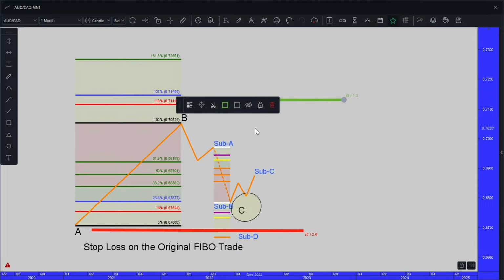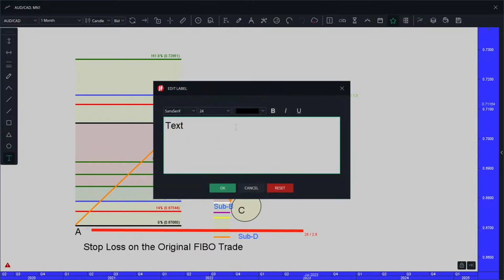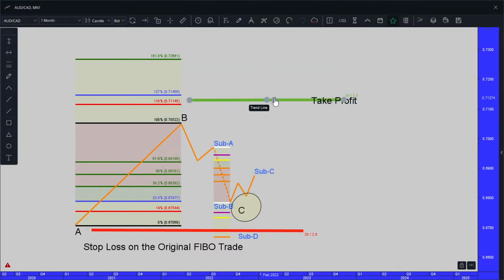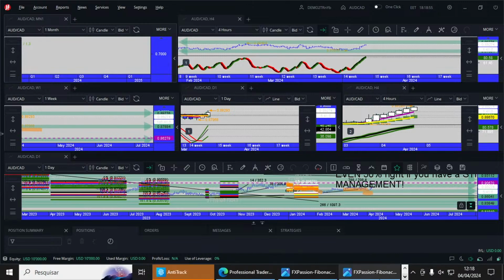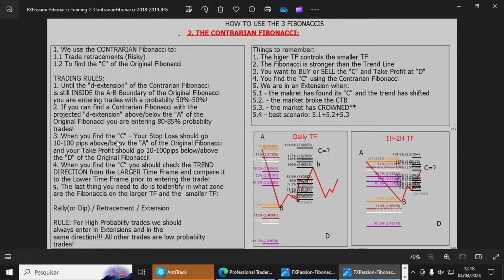So this is going to be the profit take. Take profit, a few pips in front of the level, right? Okay, and F11 again, right click doesn't work.